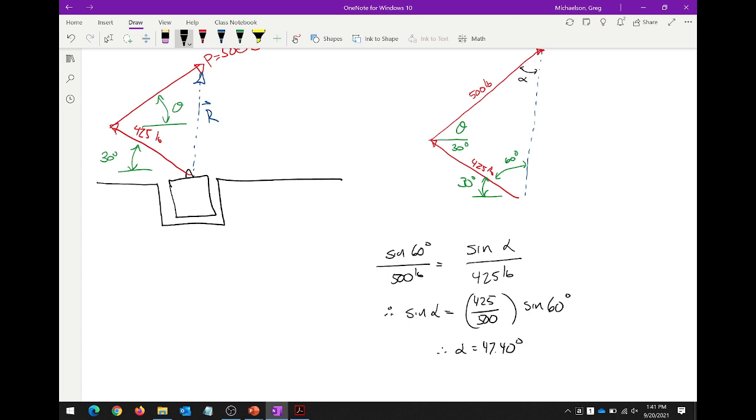All right. So help me out. I've got a bunch of angles inside this triangle. What do all those angles have to add up to be? 180. So 60 plus alpha plus 30 plus this theta needs to be 180 degrees.